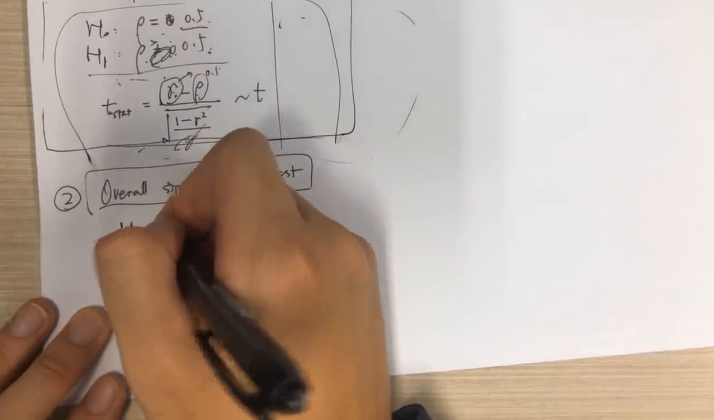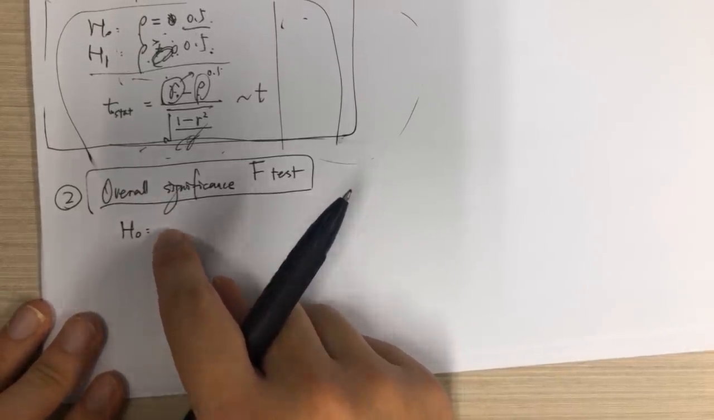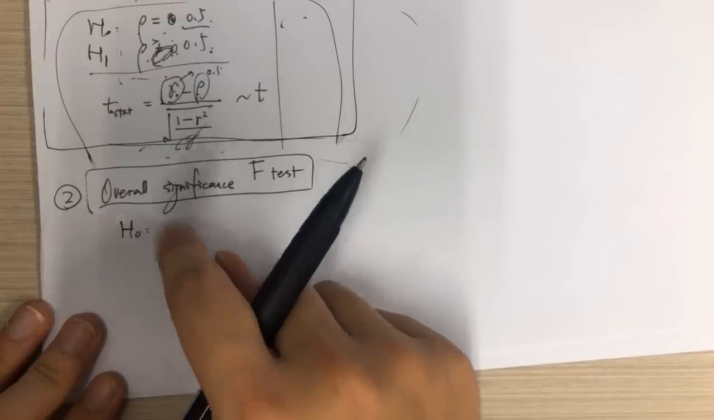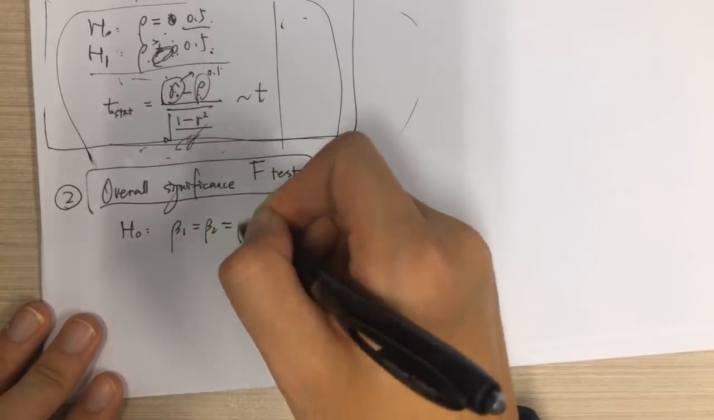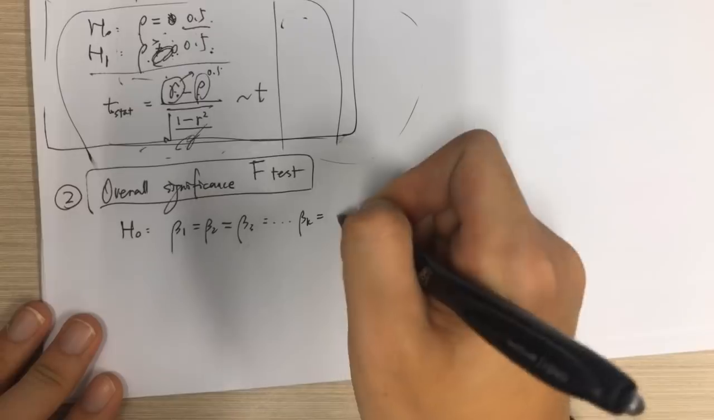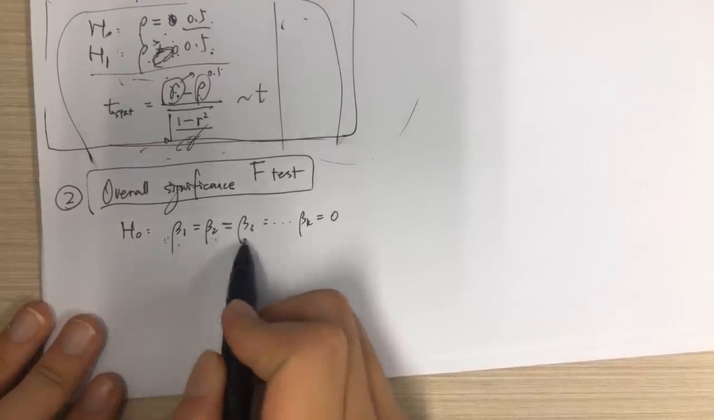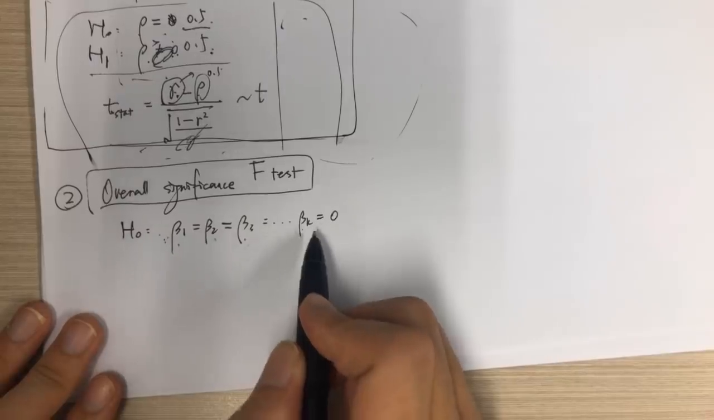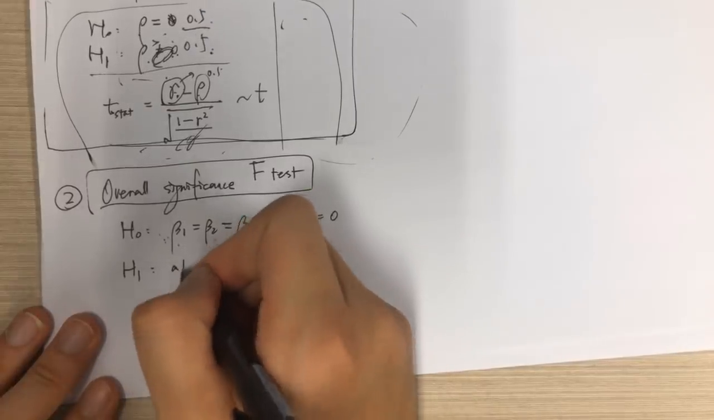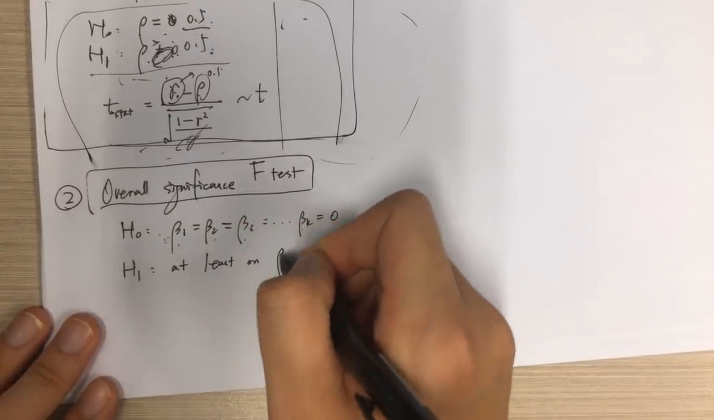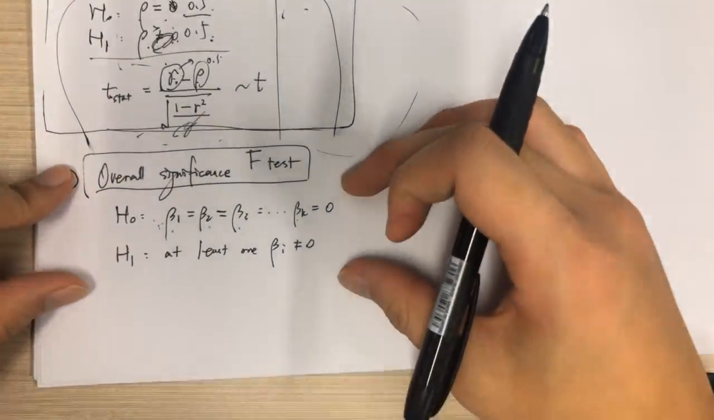The null hypothesis is, well, please pay attention. It's very easy to make mistakes here, okay? The null hypothesis is beta 1 equals beta 2 equals beta 3 equals beta k equals 0. So there's no beta 0 here, okay? We only look at the slope terms, all the slope coefficients, whether all of those equal 0. And the alternative is at least one beta i is not 0, right? So this is the overall significance test.